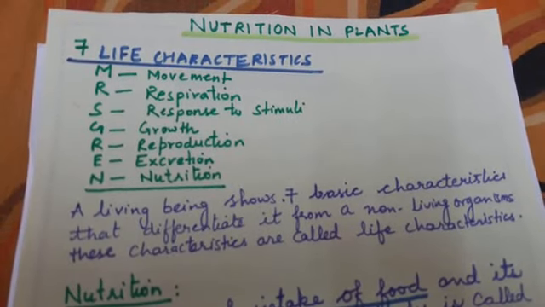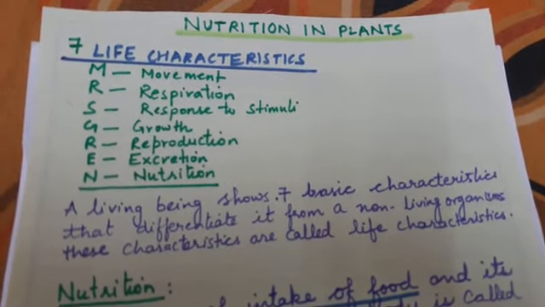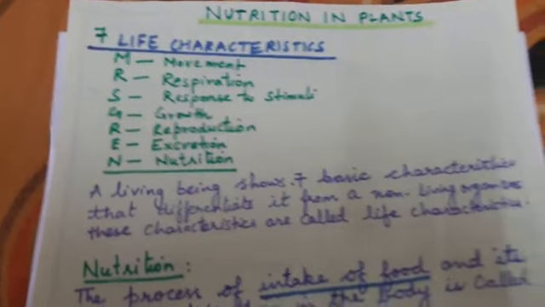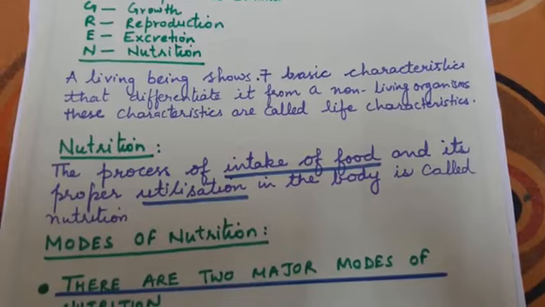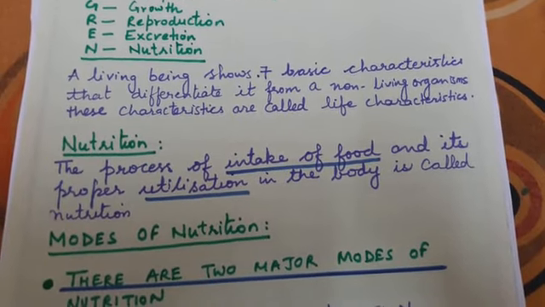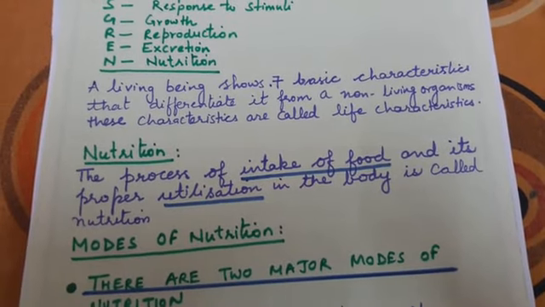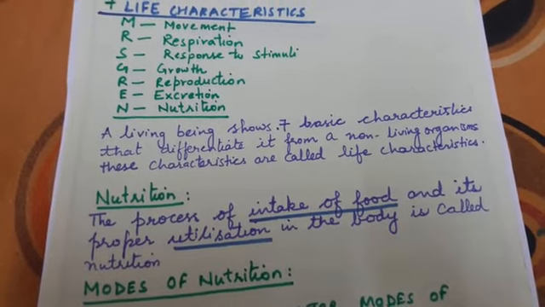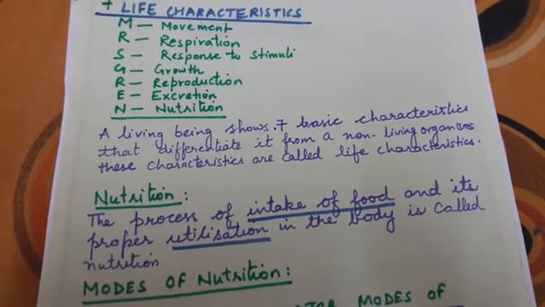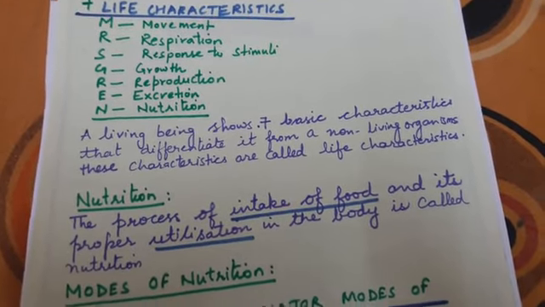is nutrition. Although we have to cover nutrition in 2 chapters. Chapter 1 is related to nutrition in plants and chapter 2 will be nutrition in animals. So what are the life characteristics? A living organism shows 7 basic characteristics that differentiate it from non-living organisms. These characteristics are called life characteristics, and on the basis of these, that is Mrs. Gren, you can differentiate between living and non-living organisms.